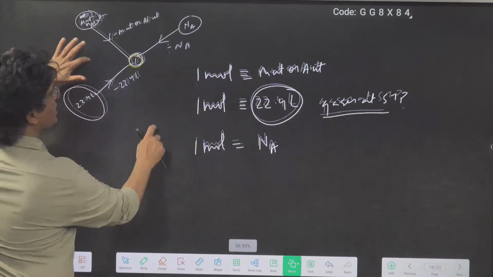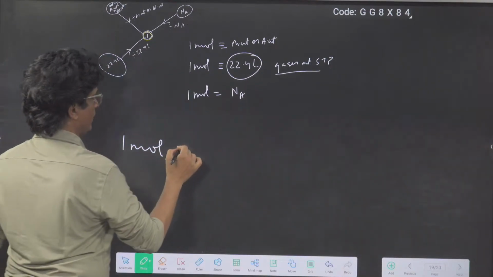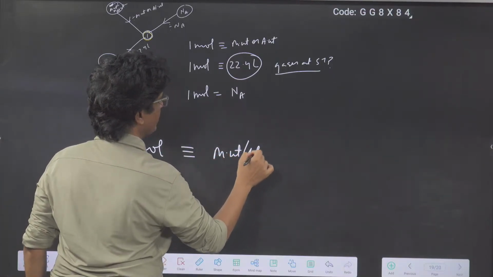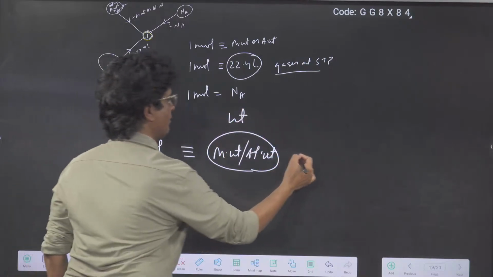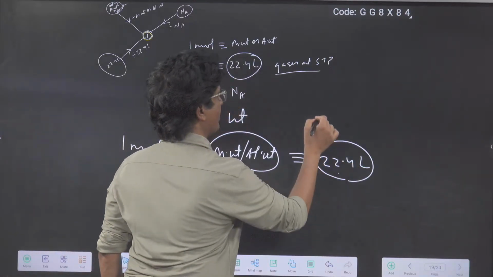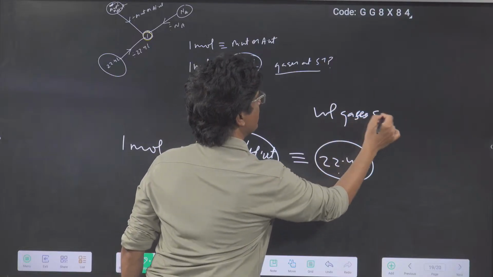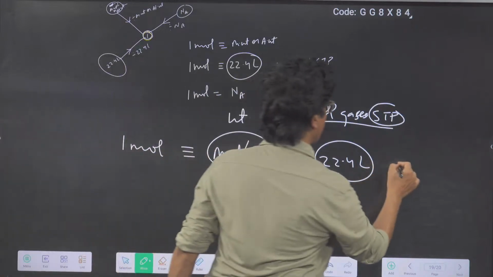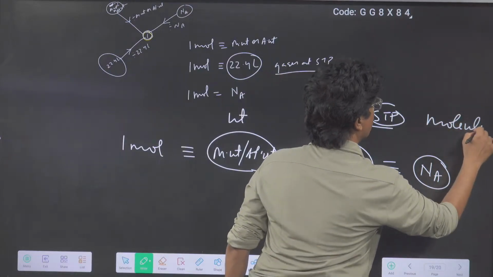If you are agreeing on this part, now let me know one thing. 1 mole is equivalent to molecular weight or atomic weight if I'm talking about weight. And this 1 mole is also equivalent to 22.4 liter if I'm talking about volume of gases at STP. Which is also equivalent to Avogadro number of molecules, if I'm talking about molecules. Yes or no?